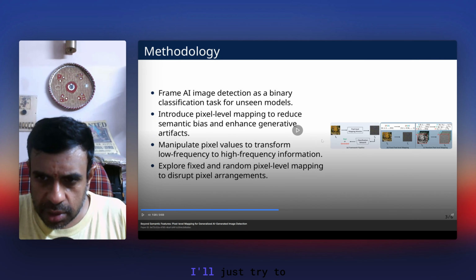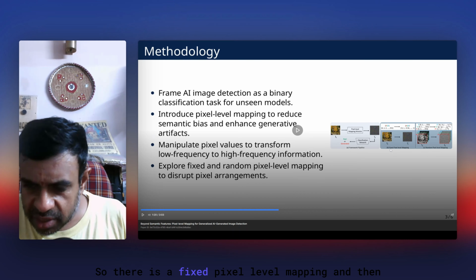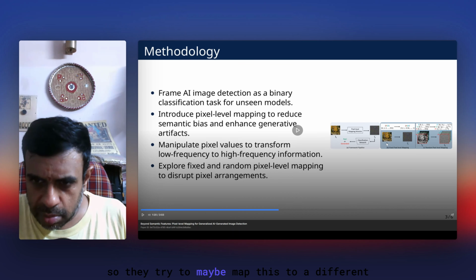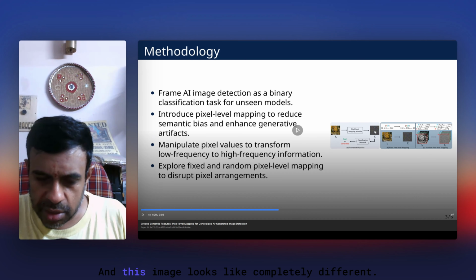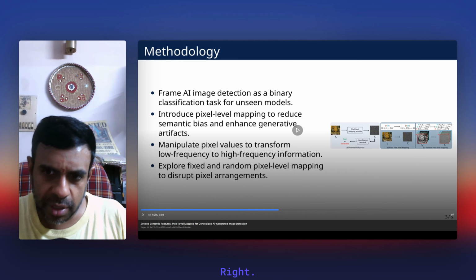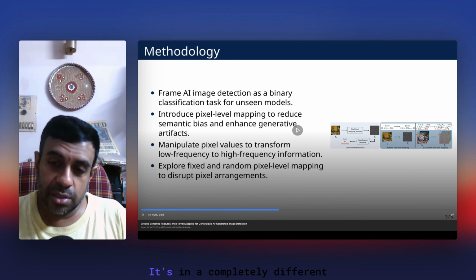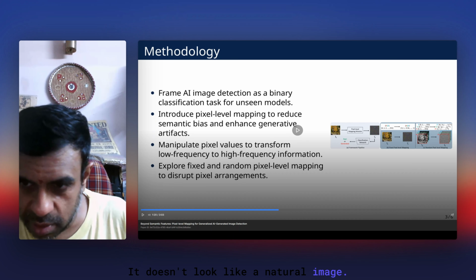Let me pause here and then I'll just try to understand this again. So there is a fixed pixel level mapping, and then there's also a random pixel level mapping. So they try to map this from this RGB image, there is a mapping module which maps this to a different image, and this image looks completely different, right? It's no longer in the space of natural images. It doesn't look like a natural image.